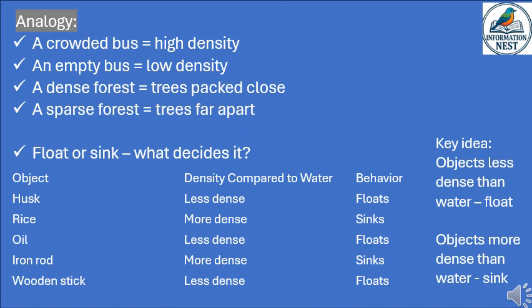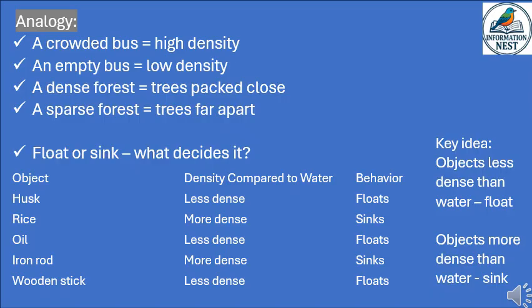Let's play a quick game. What do a crowded bus, a dense forest, and a sinking iron rod have in common? They're all connected by one powerful idea, density. Let's break it down. A crowded bus has lots of people packed in. That is high density. An empty bus, just a few passengers, low density. A dense forest has trees packed close together. A sparse forest, trees are far apart, less matter in the same space.